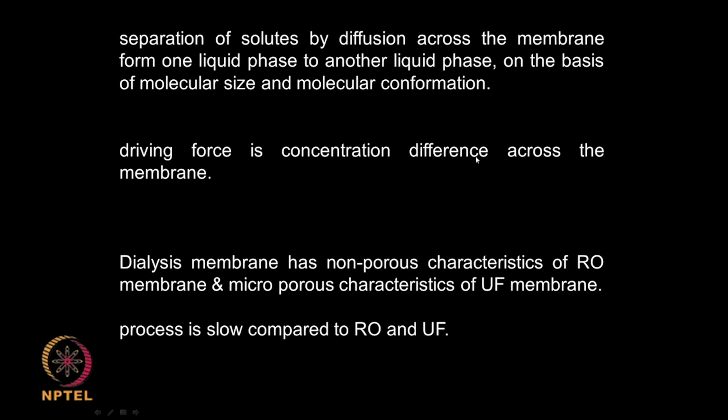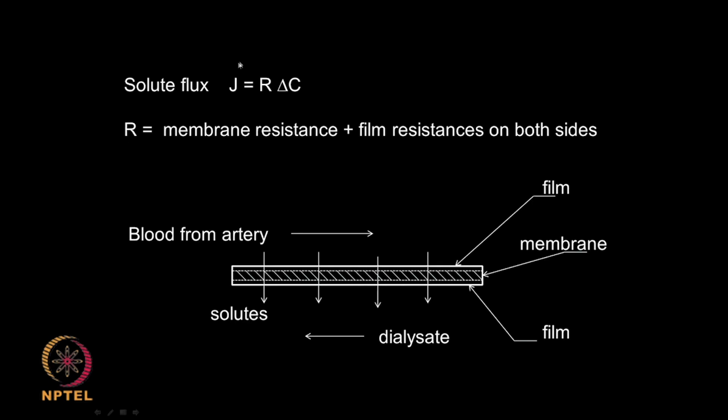The driving force is concentration difference, because as you know, by Fick's first law of diffusion, we have the diffusion coefficient multiplied by the concentration gradient. The dialysis membrane has the non-porous characteristic of reverse osmosis and the microporous characteristic of ultrafiltration. The process is slow when compared to reverse osmosis or ultrafiltration. The solute flux J is equal to 1 over R, where R is the membrane resistance plus film resistance on both sides, multiplied by delta C.